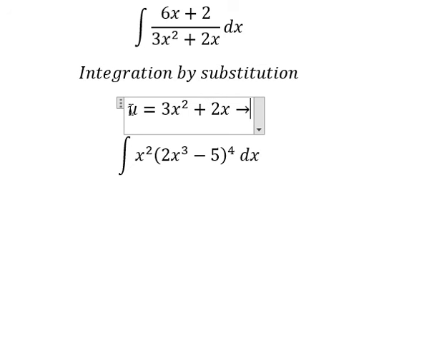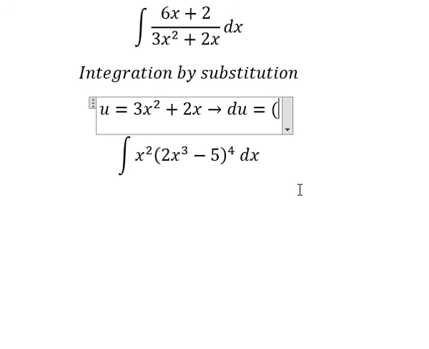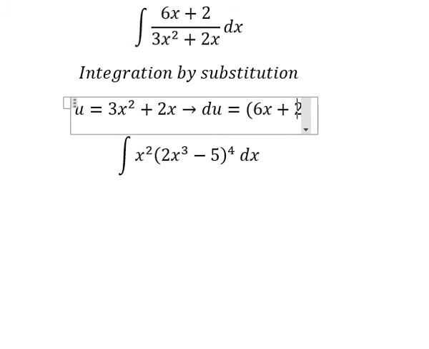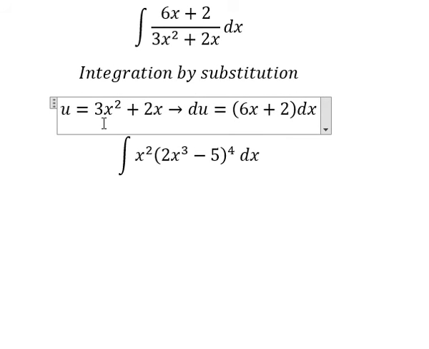Later, we take the first derivative of both sides, and we have (6x plus 2) dx. The derivative of x squared is 2x, so 3 times 2 gives us 6. The derivative of x is 1, so we have 2.